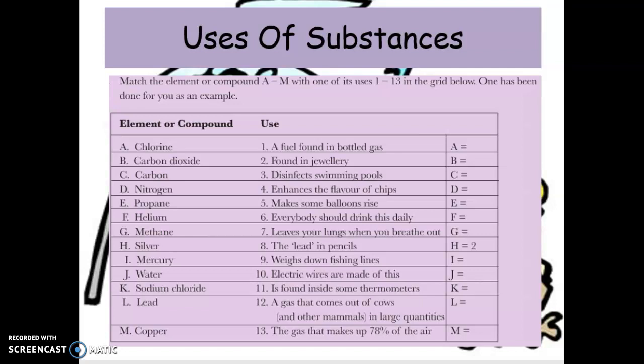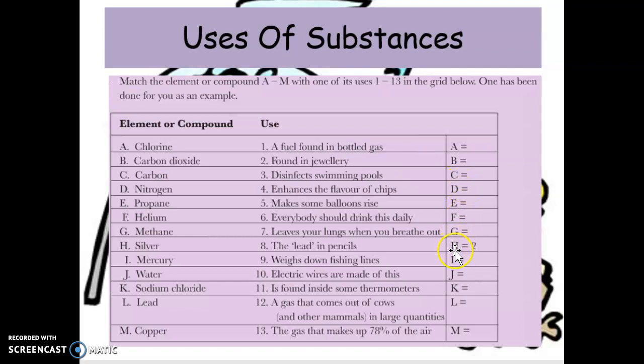I'm also going to put this activity up for you as well, and this is where you have to match the element or compound with its use. So again, just to get you familiar with some of the more common elements and compounds and some of the things that we use them for on a daily basis. To make it easier for me to go through it, I'm going to ask you to write out, so A, chlorine equals, and then go down.